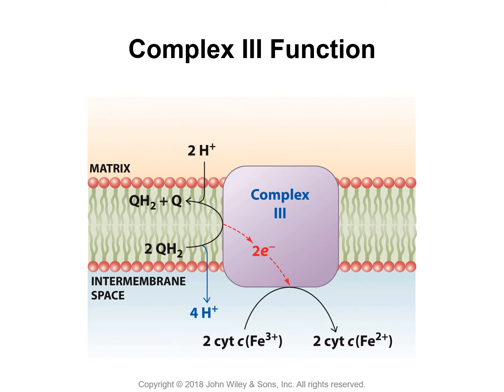Alright, so the complex 3 function. What we're going to see here is that I may have to go back over the Q cycle, but the complex 3 function is here. For every 2 electrons that pass from ubiquinone to cytochrome C, 4 protons are translocated to the intermembrane space.